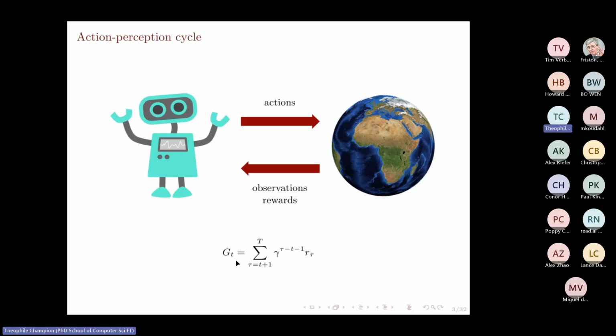The goal of the agent is to maximize the return, which is at the bottom of the slide. The return is the sum of future discounted rewards. Gamma here is the discount factor, which reduces the importance of rewards far into the future, and R2 is just the reward at time step 2.